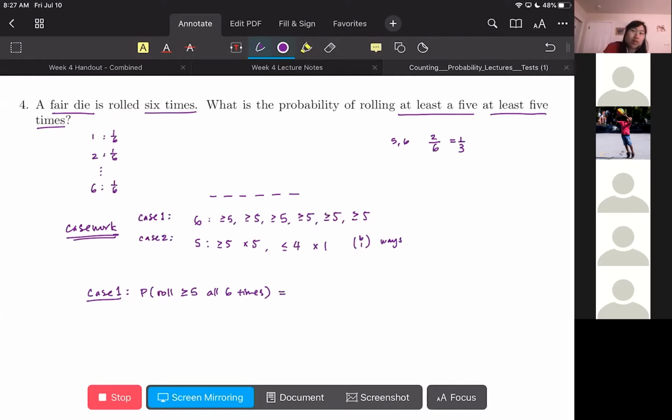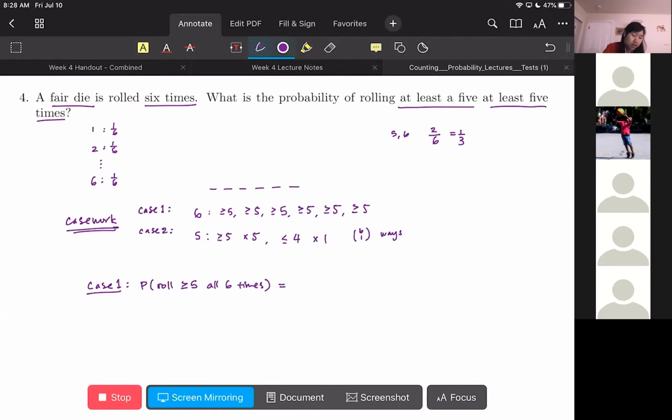So we know that the probability of rolling at least a 5 one time is 1/3. And then the other thing we know is that every time we roll the die, it's independent of what we got the previous time. So if it's the probability 1/3 that we roll at least a 5 once, then the probability we roll at least a 5 twice is going to be 1/3 times 1/3. And so in this case, the probability that we roll at least a 5 all 6 times is going to be 1/3 raised to the power of 6. Does everyone see why that's the case, or are there any questions about that before I move on?